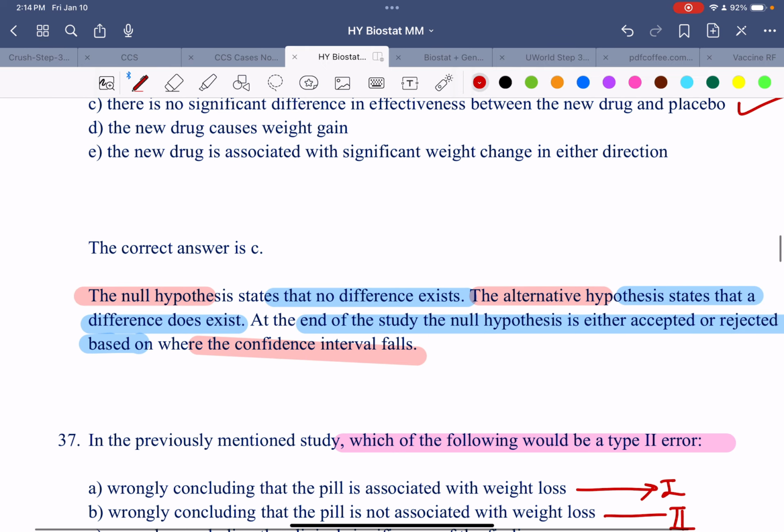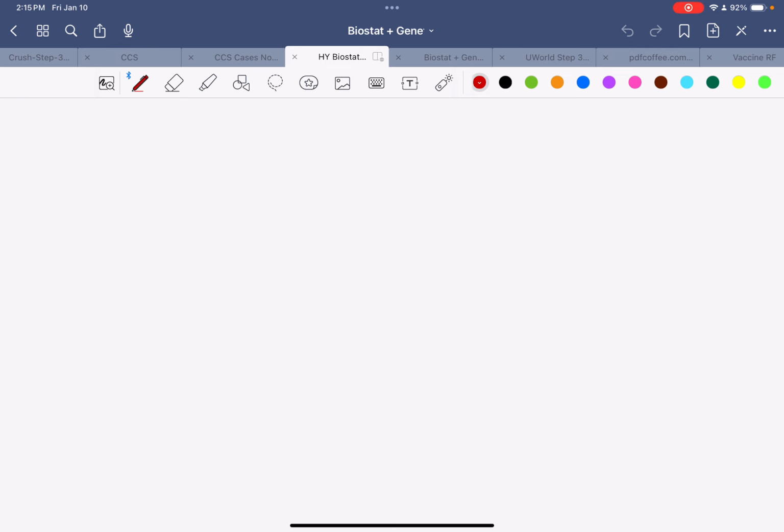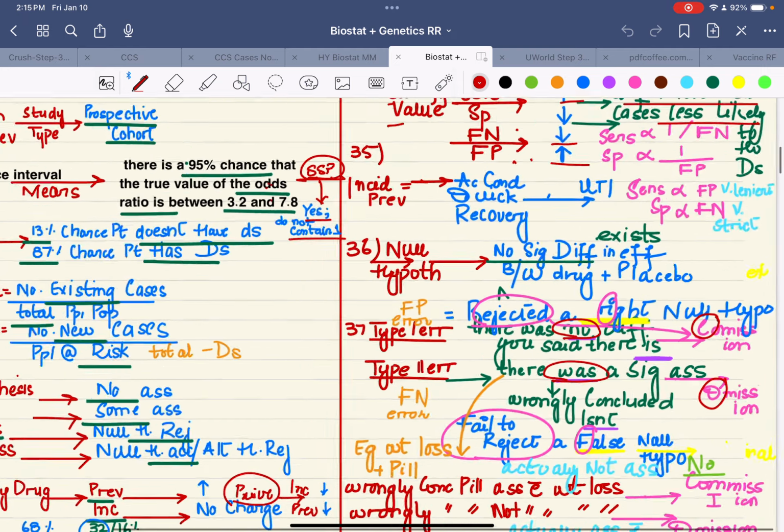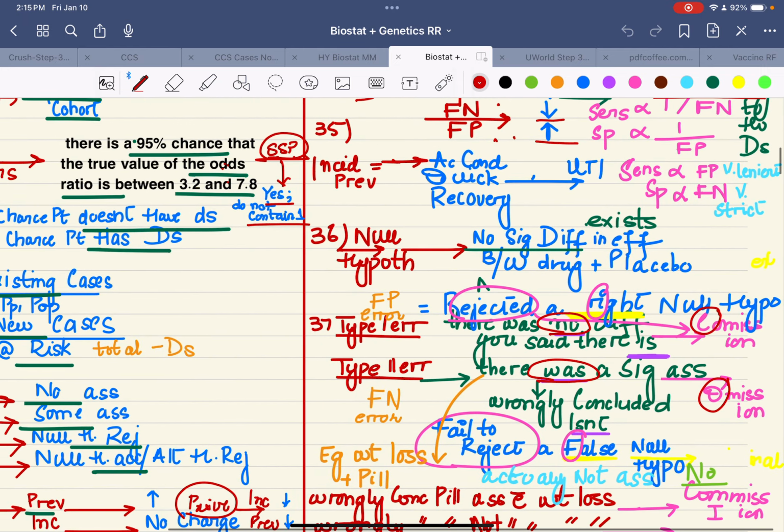So remember that null hypothesis states that no difference exists, whereas the alternate hypothesis states that there is some difference that exists. And what do we do at the end of the study? Depending upon where the confidence interval falls, whether the confidence interval has the value of 1 or not, that makes us either accept or reject the null hypothesis. And this is quickly summarized here: the null hypothesis states that no significant difference exists between the drug and the placebo.